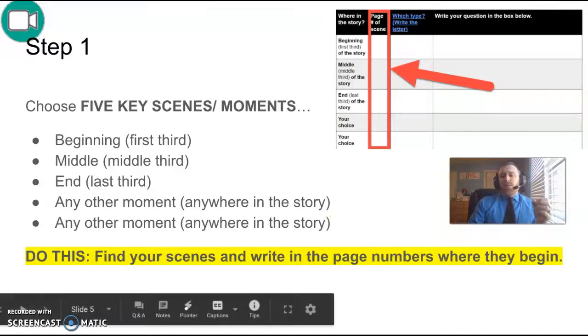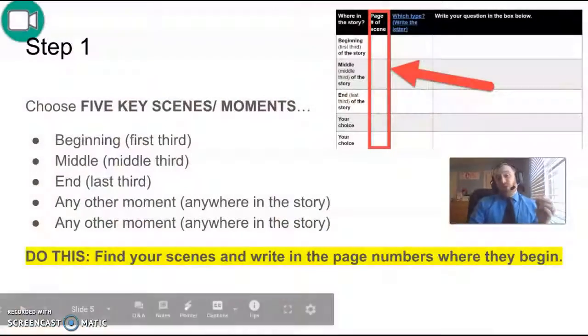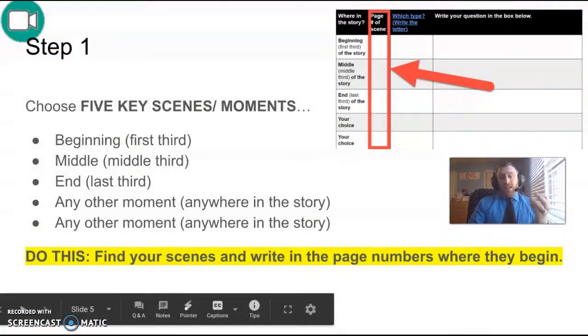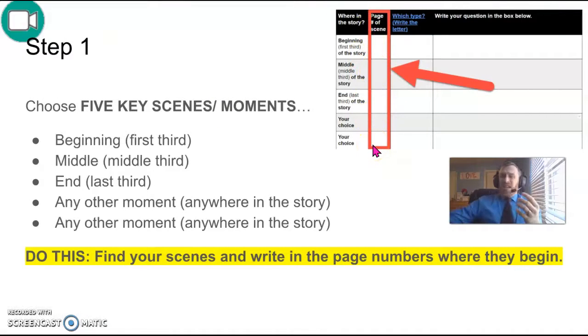And when we're talking about key moments, what we mean are moments of high tension, moments of high action, or moments where really significant events took place. So go ahead right now and let's think about where those 5 key moments are. And then you have to go and find the page number. You actually have to look it up in your book and figure out where in the book that moment is. Find that page number.